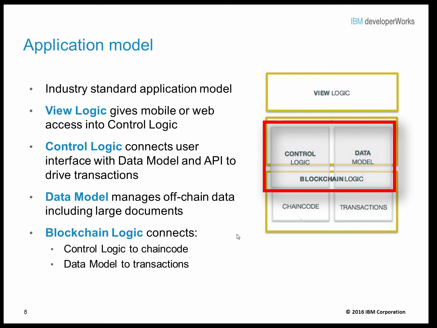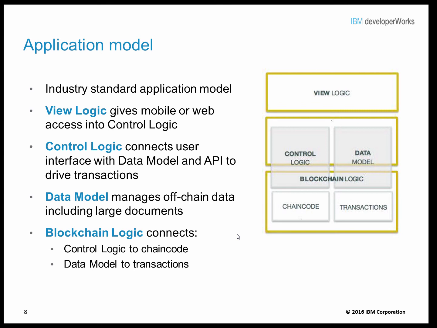For example, a Bluemix PaaS application using Node.js might have a web front-end user interface or a native mobile app with back-end model on cloud and data service. The control logic may interact with one or more chain codes to process transactions on the blockchain.